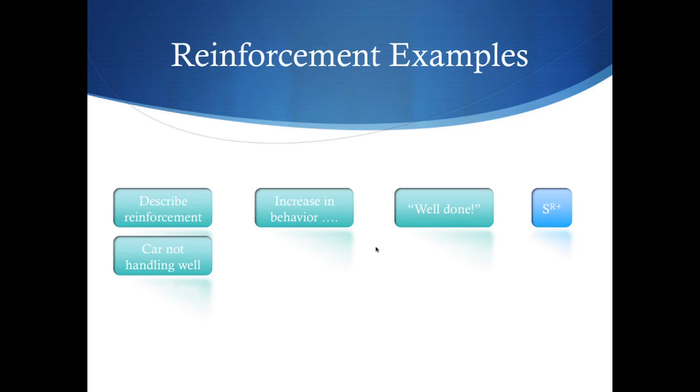So your car is not handling well, right? It's kind of shaking. That's your discriminative stimulus. So you take it to the mechanic to get an alignment. That's your behavior, going to the mechanic. That's a really molar thing. You have to drive there and do all that stuff. But getting the alignment is the behavior. The consequence is the wobble goes away, right?